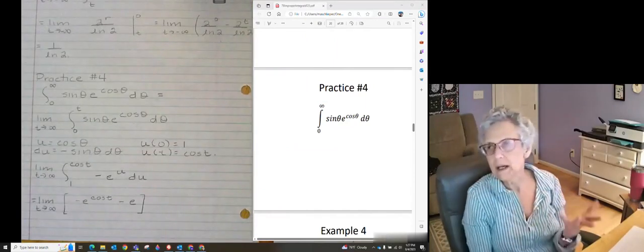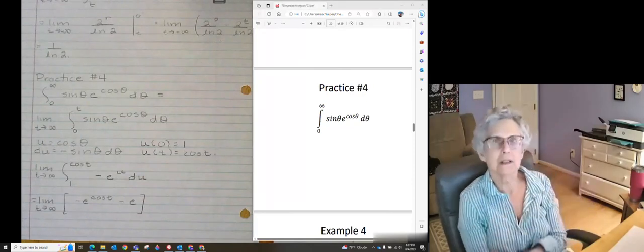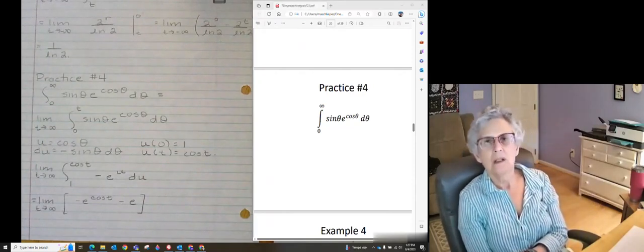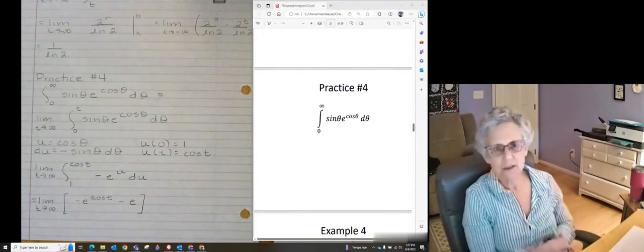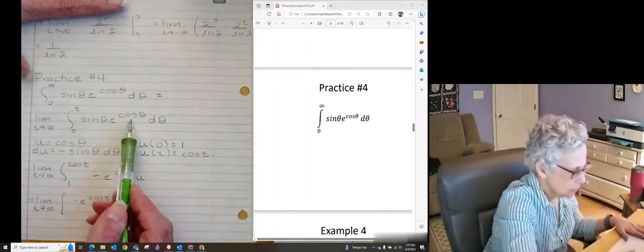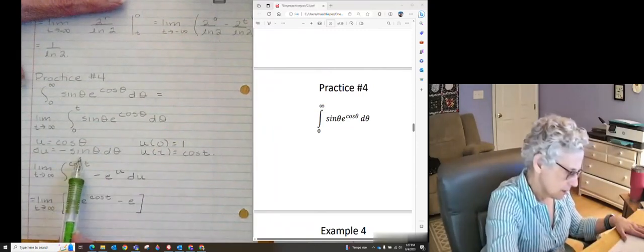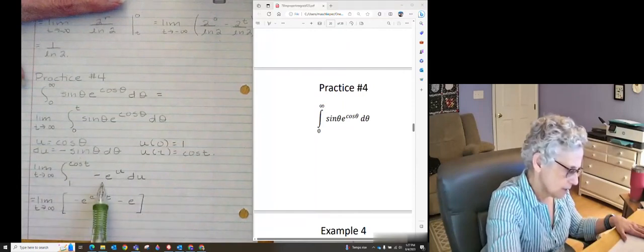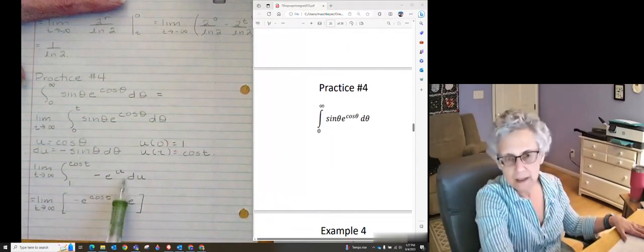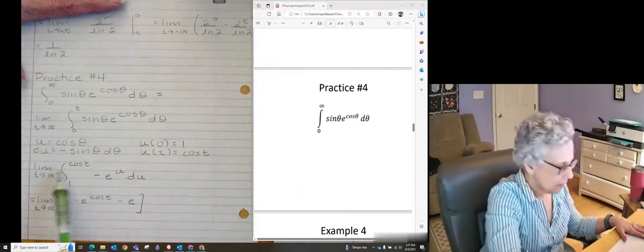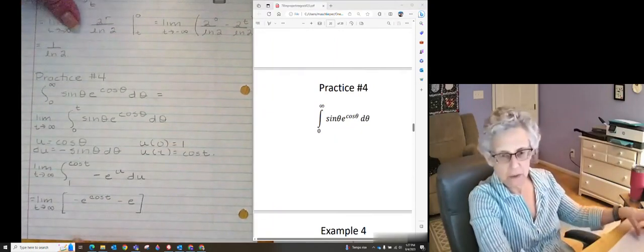So at first glance, I thought I had a product here and I was going to get to do integration by parts. But no, it's just a straight out u substitution problem. I let u be equal to the exponent of e. du is negative sine of theta d theta, so that became negative e to the u du. And I updated my limits of integration.